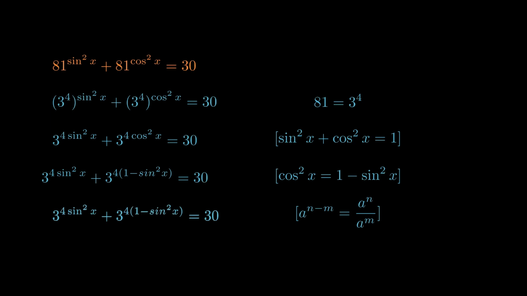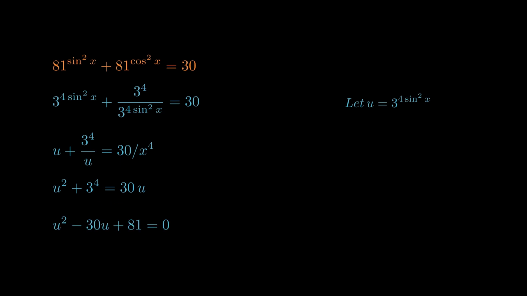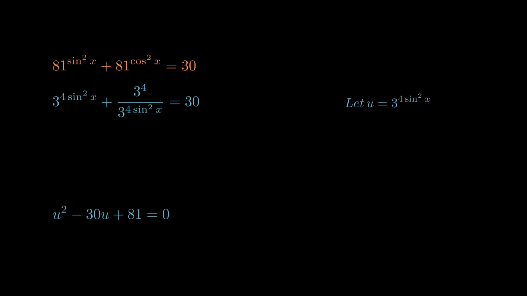In our next step, we hide most of the complexity behind a new variable, u, which we define to be equal to 3 to the power of 4 sine squared x. With this useful trick, we simplified our notations and therefore our lives too. And voila! What is in front of us is none other but a second-order equation.